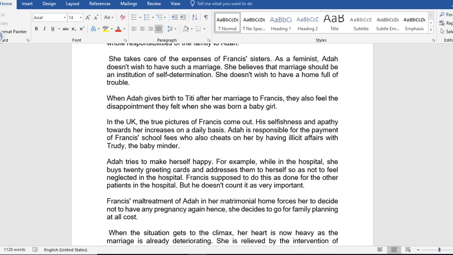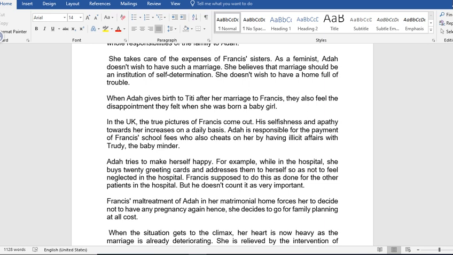When Ada gives birth to Titi after her marriage to Francis, they also feel the disappointment they felt when she was born a baby girl. In the UK, the true picture of Francis comes out. His selfishness and apathy towards her increases on a daily basis. Ada is responsible for the payment of Francis' school fees, who also cheats on her by having illicit affairs with Trudy, the baby minder.